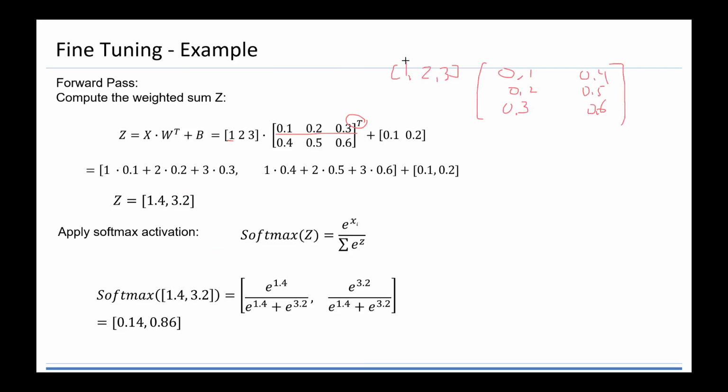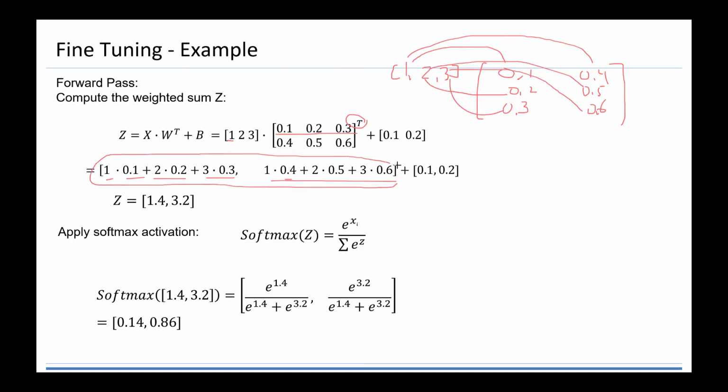Then you can do the multiplication. 1 multiply by 0.1, and then 2 multiply by 0.2, and 3 multiply by 0.3. For the next, we can do also the multiplication. 1 multiply 0.4, 2 multiply 0.5, and 3 multiply 0.6. And the result of this one will be added with the bias.